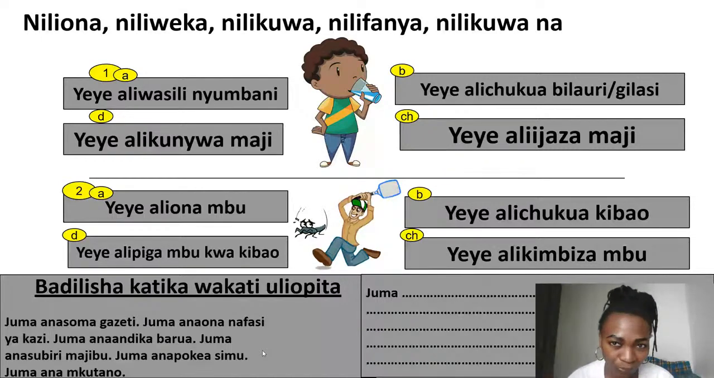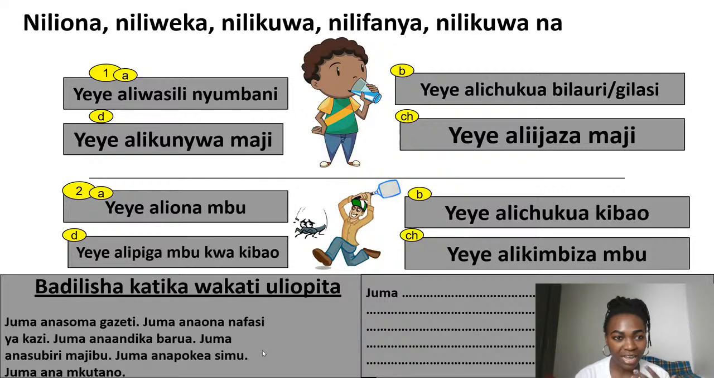He saw a mosquito. Yeye alichukua kibao. He took a bat. Yeye alikimbiza mbu. He ran after the mosquito. Yeye alipiga mbu kwa kibao. He hit the mosquito with a bat. So this is something that happened in the past.